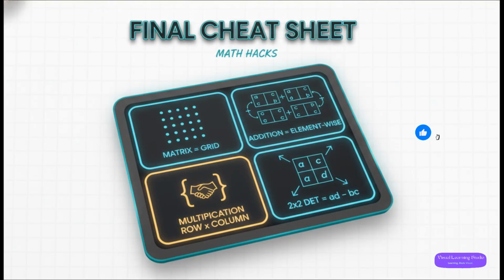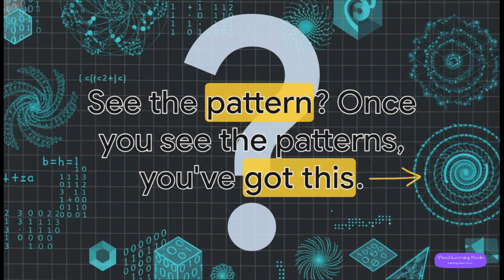So remember, a matrix is a grid. Addition is spot by spot. Multiplication is row meets column. And that 2x2 determinant is AD minus BC. See the pattern there? It's all about patterns. Once you see them, you've totally got this.